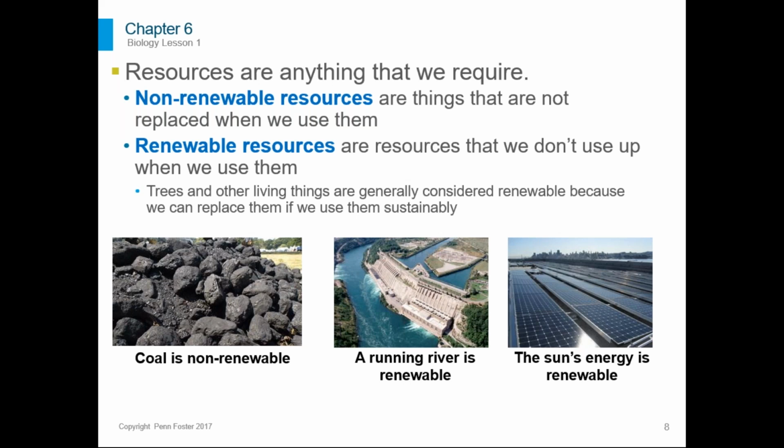Whether or not we harness the sun's energy and use it to make electricity, the sun's still going to keep giving us energy. Whether or not we have a dam in the river with a generator in it, the river's still going to keep running. So we don't reduce the amount that's there by using it.